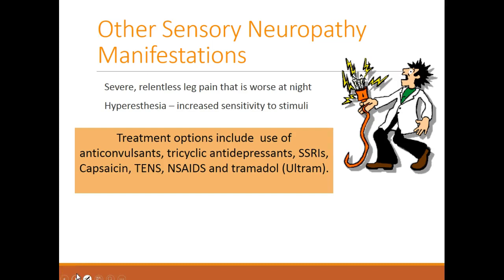Other sensory neuropathy manifestations: you can have severe restless leg pain that is worse at night, or patients can have hyperesthesia, which is an increased sensitivity to stimuli. My mother-in-law, for example, is a type 2 diabetic and has this problem. Where some patients have peripheral neuropathy of their feet, with decreased sensation, she actually has the opposite. Treatments can vary, with some off-label uses of different medications.